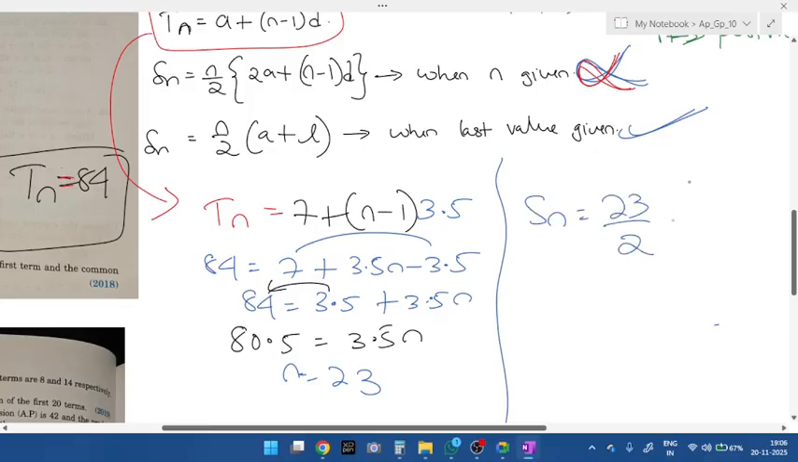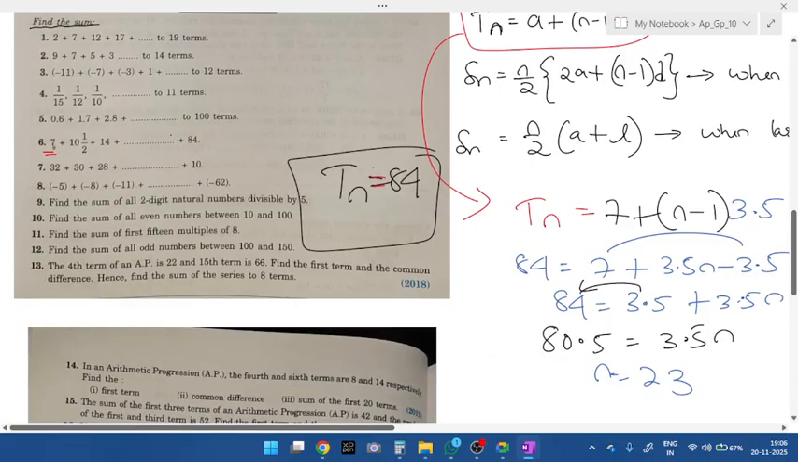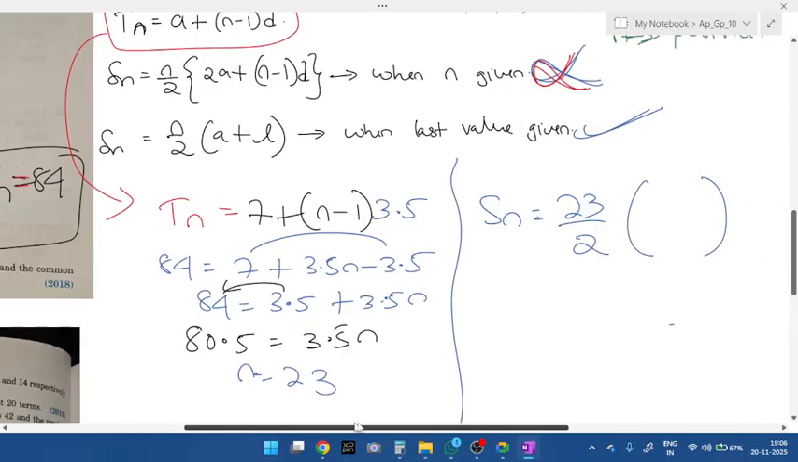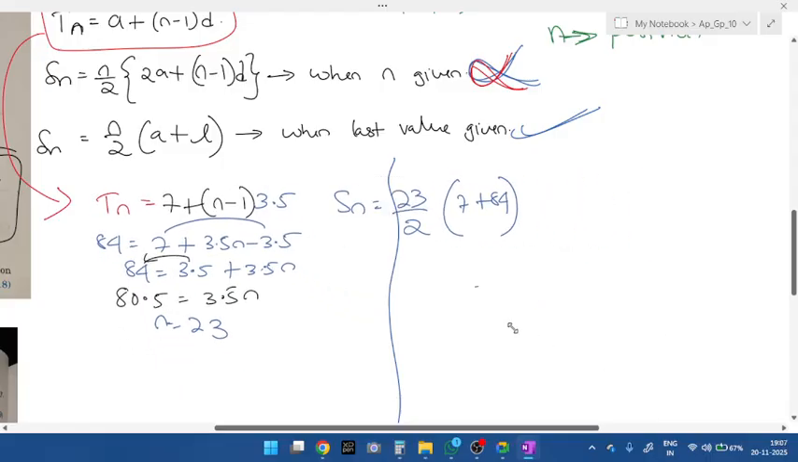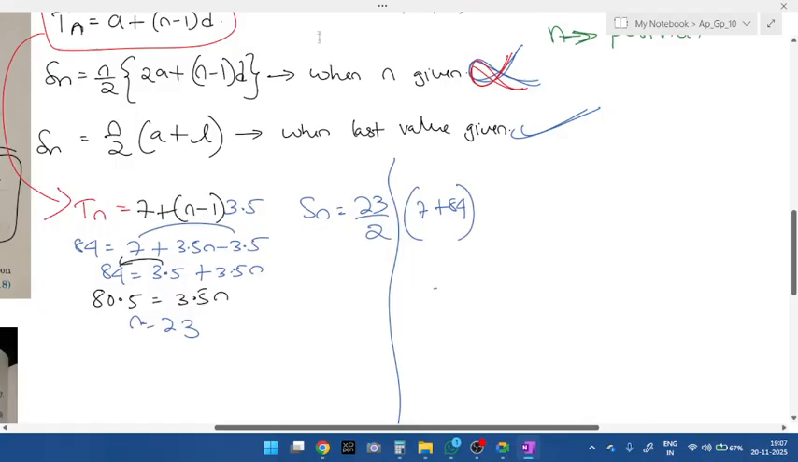23 divided by 2. What does a stand for? Respond, all of you. a stands for the first number. l stands for the last number. Go back to the question. Which is the first number? 7. Which is the last number? 84. 7 plus 84. Wait, don't write it. I'll teach using both. The only problem is you need to find n, students. n is not given. We use the T of n concept. We used T of n.